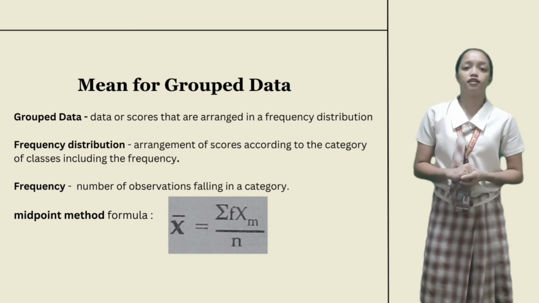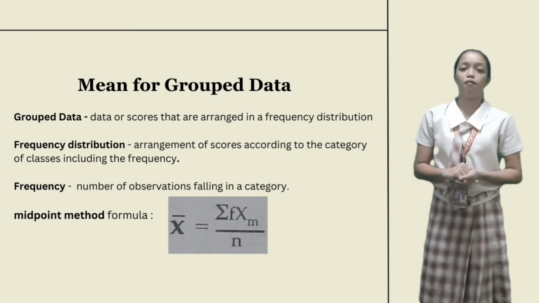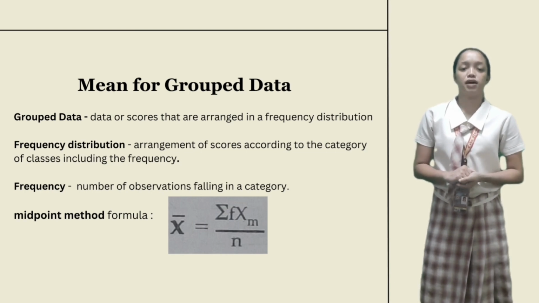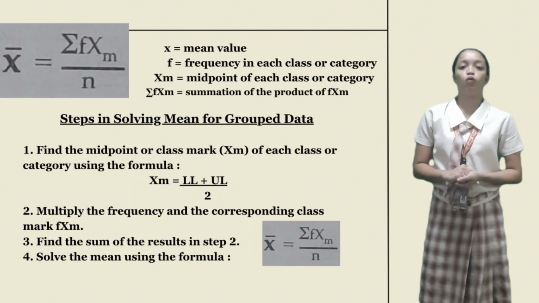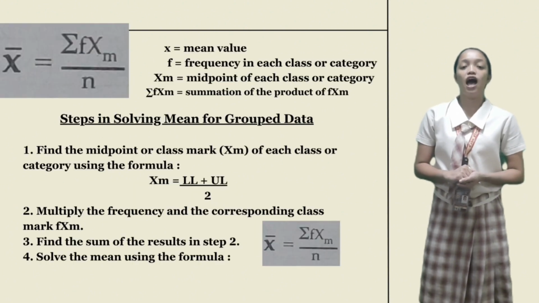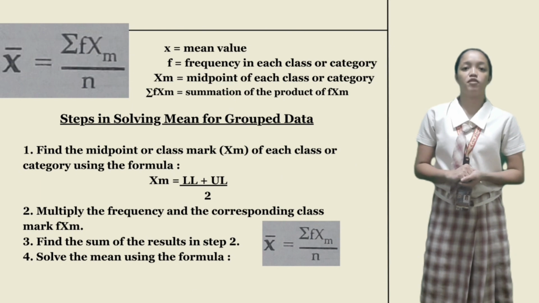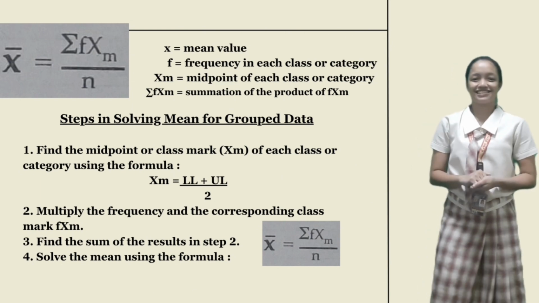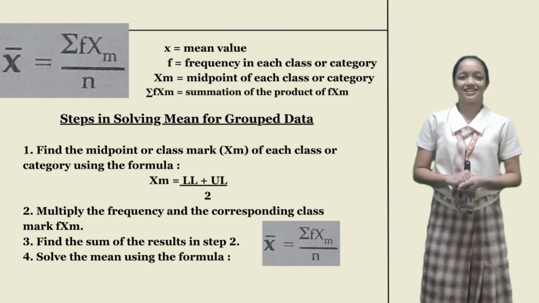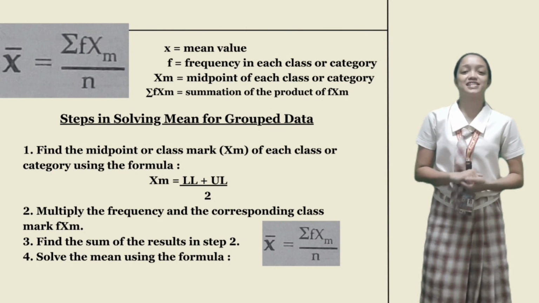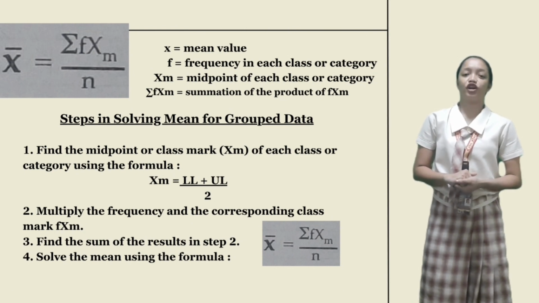For this particular lesson, we shall discuss only one formula in solving the mean for group data, which is called the midpoint method. We have here the formula where X̄ is the mean value, f is the frequency in each class or category, x sub m is the midpoint of each class or category, and Σ is the summation of the product of f x sub m. Now let's have the steps in solving the mean for group data.